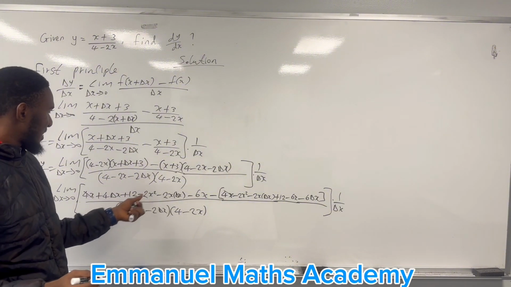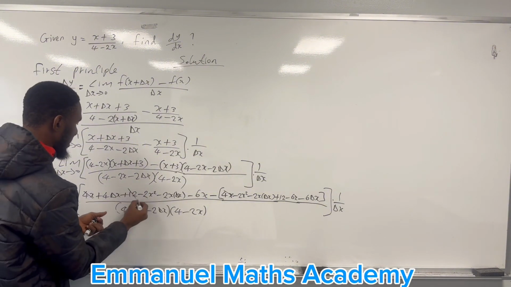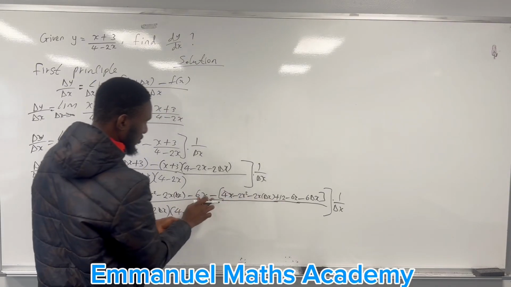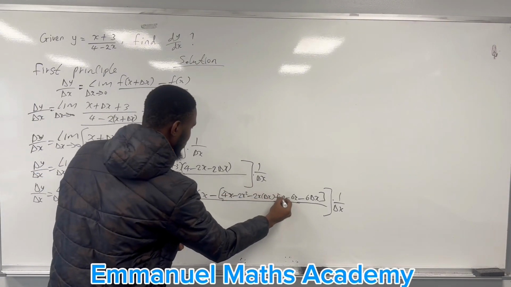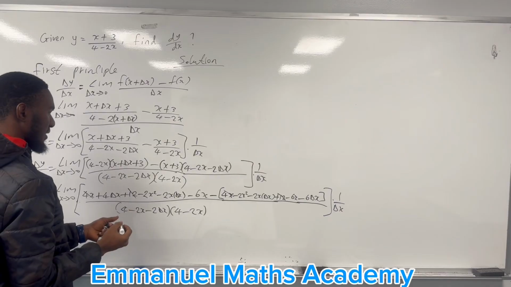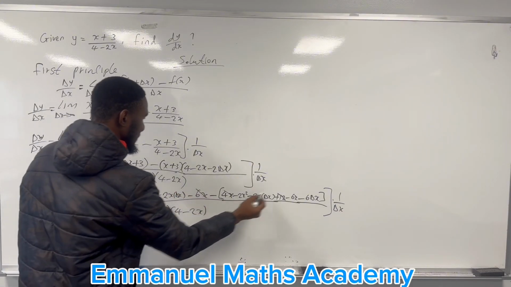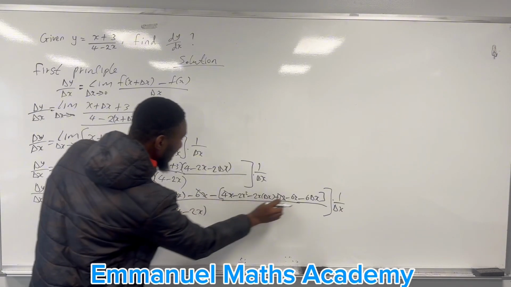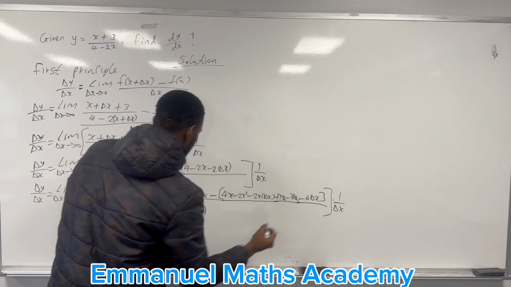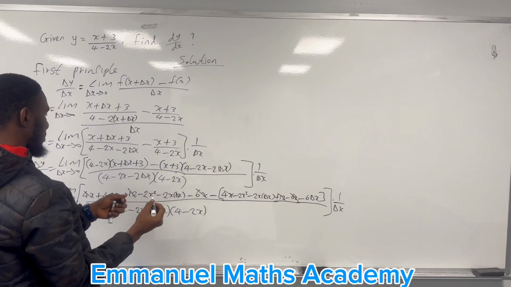We don't have 4 delta x here, but we have 12 here and minus 12. Using this to open up this, you have minus 12. It will cancel out again. We have minus 6 here, and we have plus 6 here, because minus times minus will give you plus. So it will cancel out also. So what again?